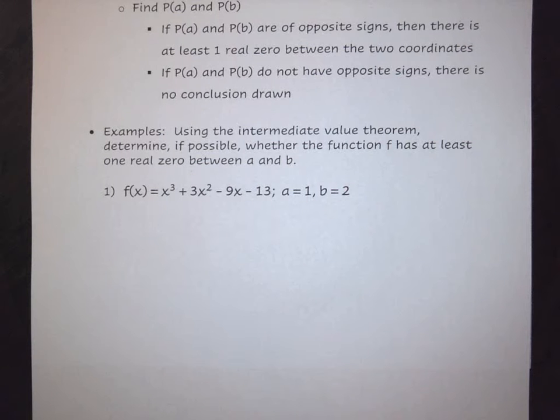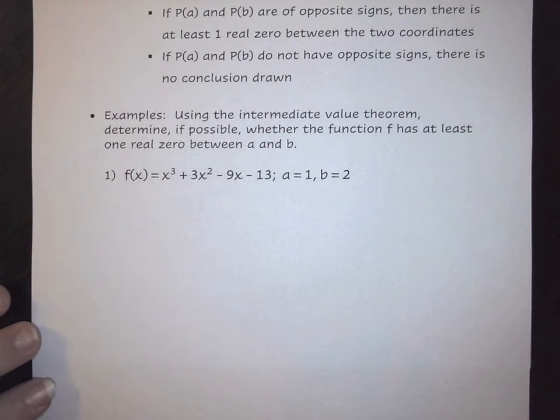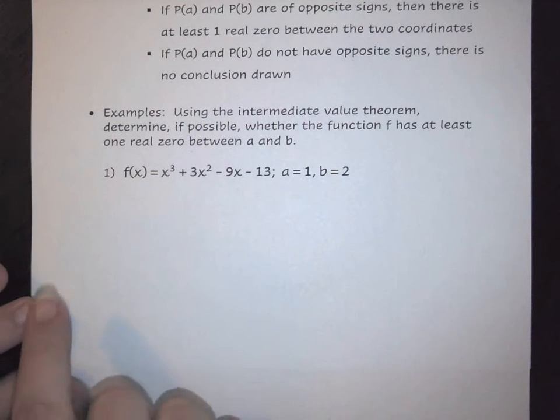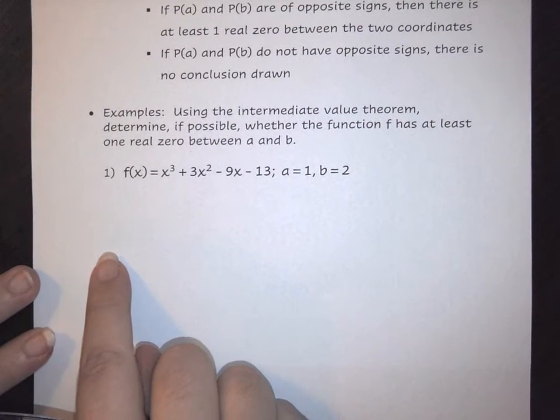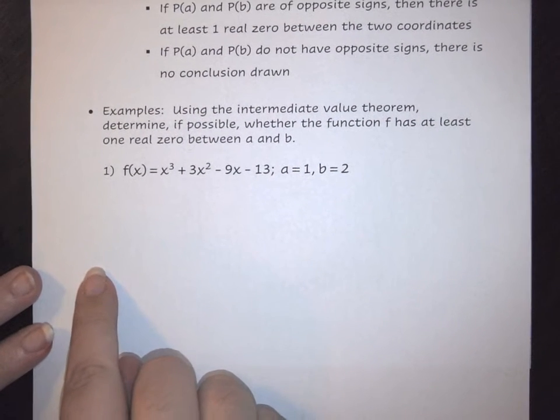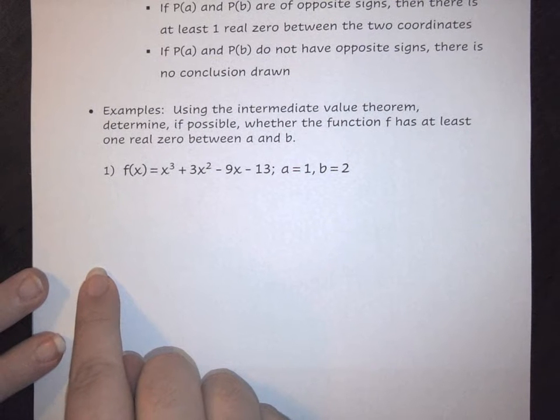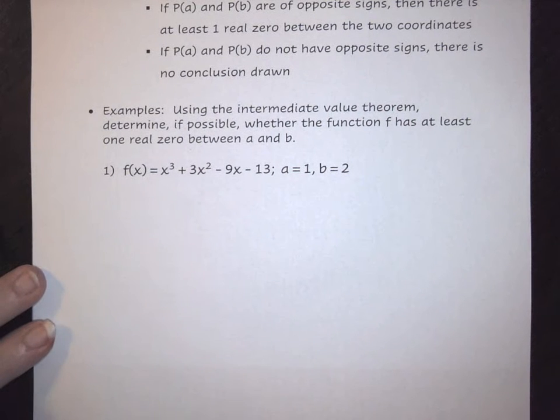So the best way to explain the intermediate value theorem is just to go ahead and work the example here. In this case, we're going to use the intermediate value theorem to determine, if possible, whether the function has at least one real zero between a and b. So we're given a function, and then we're given an a and a b. And what we're looking for is to see if we can state a conclusion.